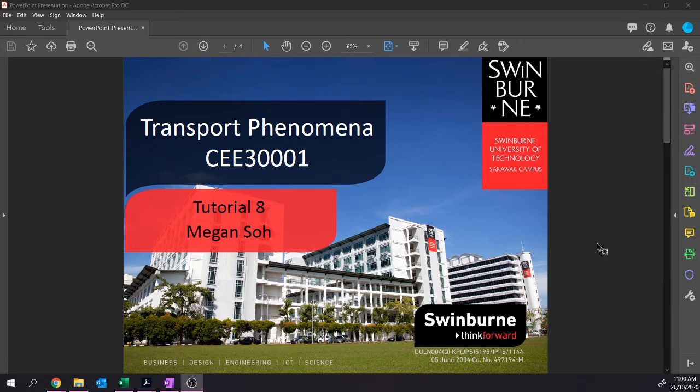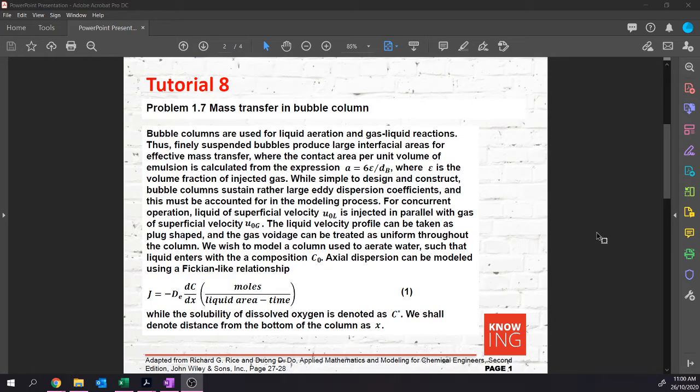Okay, for tutorial 8, mass transfer in bubble column. Bubble columns are used for liquid aeration and gas-liquid reactions. Thus, finely suspended bubbles produce large interfacial areas for effective mass transfer, where the contact area per unit volume of emulsion is calculated from the expression as such, where epsilon is the volume fraction of the injected gas.